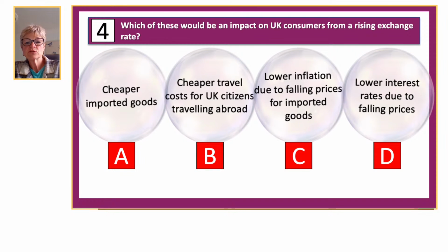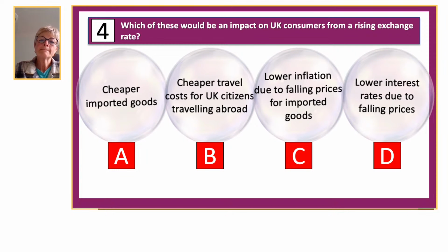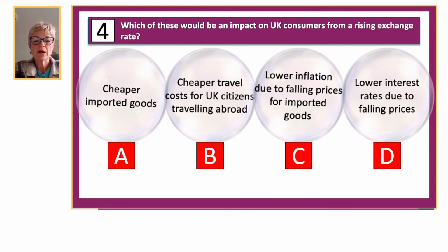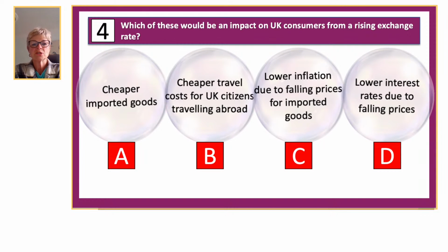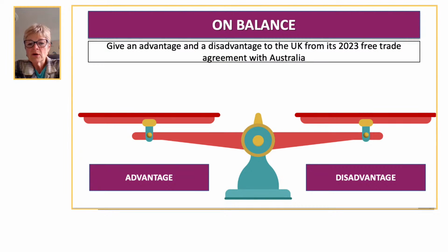And then lower interest rates due to falling prices. So that comes back to our monetary policy again. We need less contractionary monetary policy because import prices are causing our general price level to fall. That is a tough question. Well done those of you who answered that and thought about that.